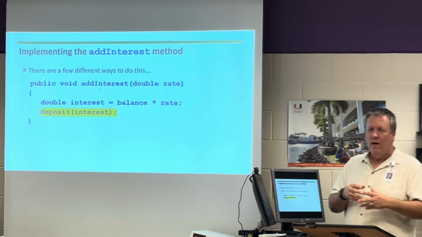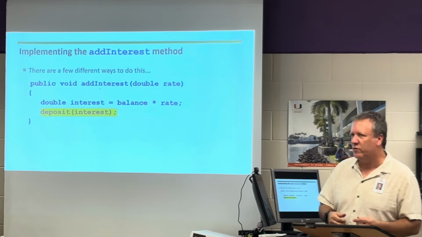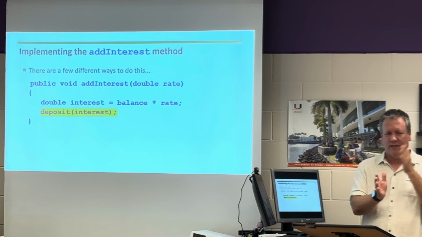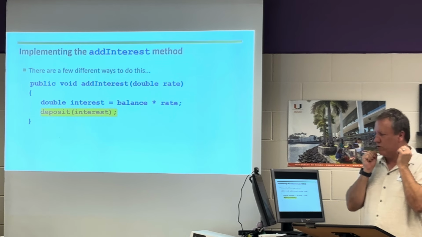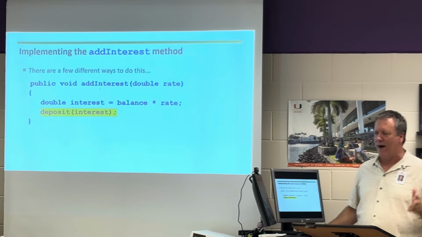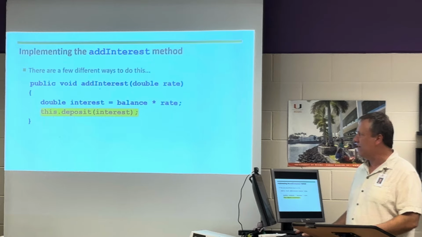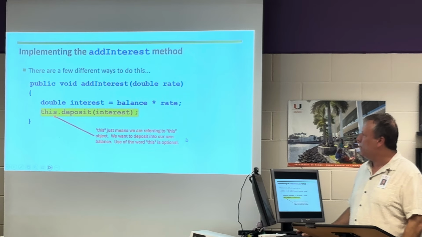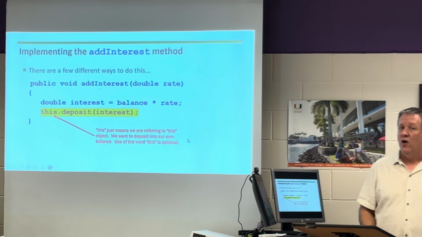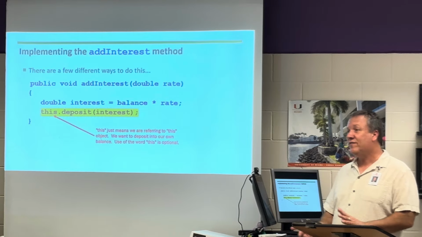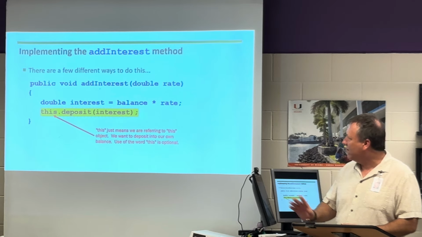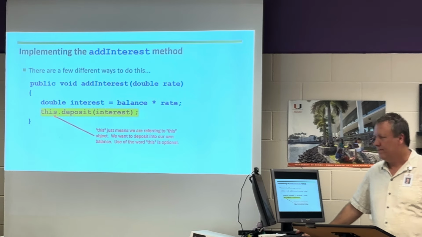With me there? That bothers some people, so there is a workaround. If you're always like, no, it needs to be object.method, object.method, you can't just call deposit, that breaks the pattern. Great, well you can do this. Literally, you can do this: this.deposit, and that just means we're referring to this object. You don't have to do this. This is totally optional. You can just leave this off, and you can make a deposit.